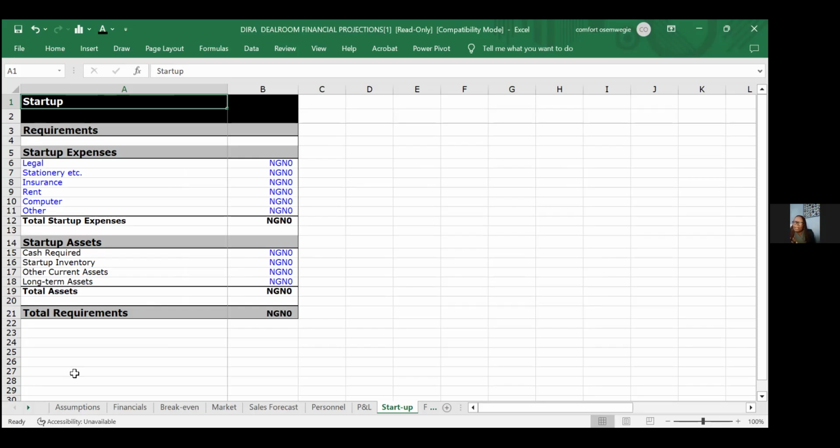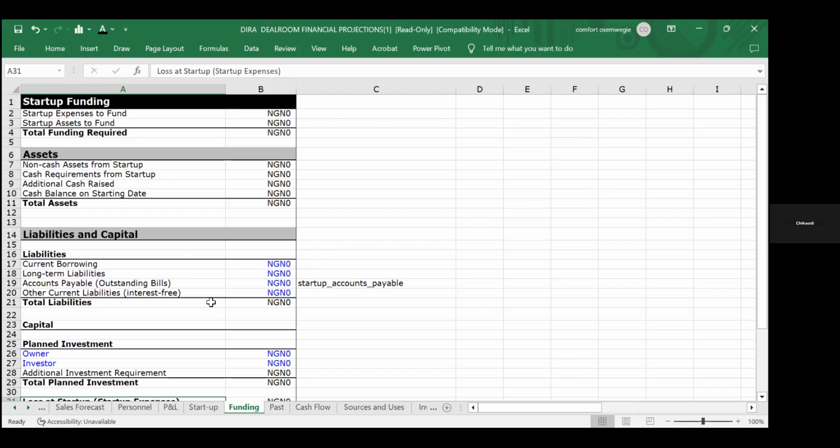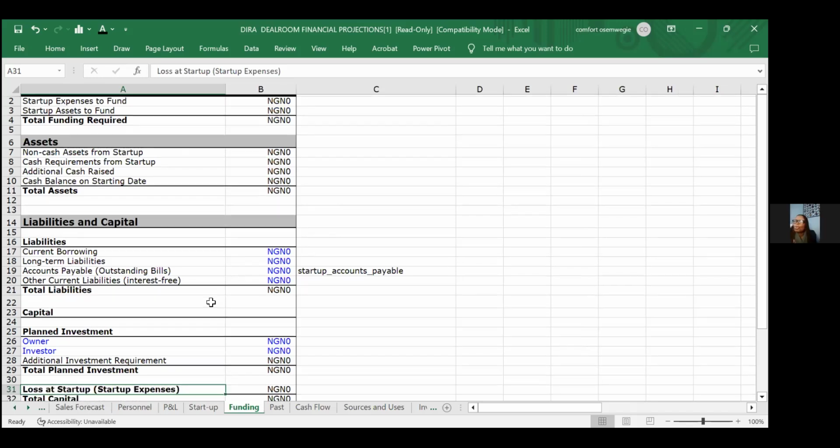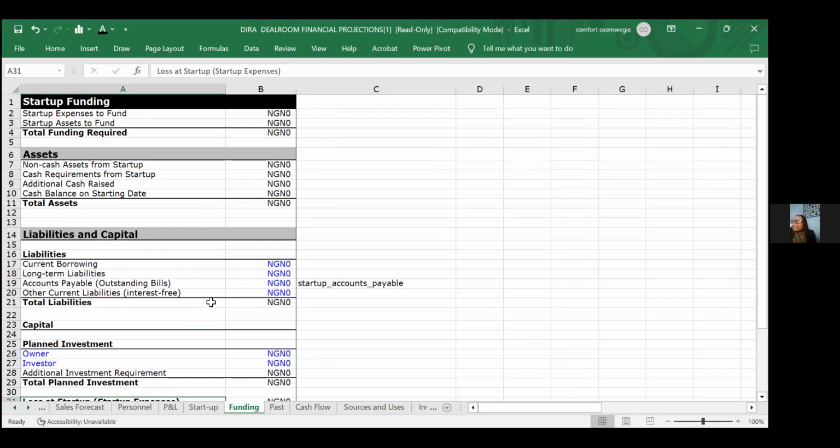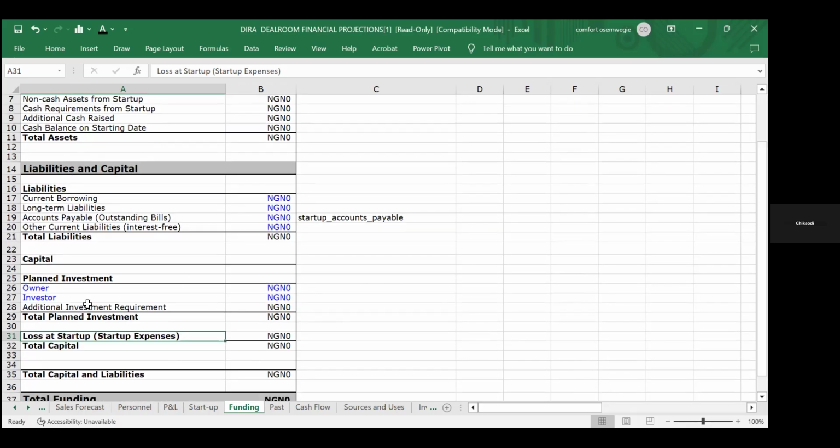We are trying to segment who we are talking to. That's why we have startups, small businesses, SMEs. We even call small businesses... So you see the startup funding here. This shows you how your funding is going to come. Some people are going to get it as liabilities. Some are going to get it as capital investors.